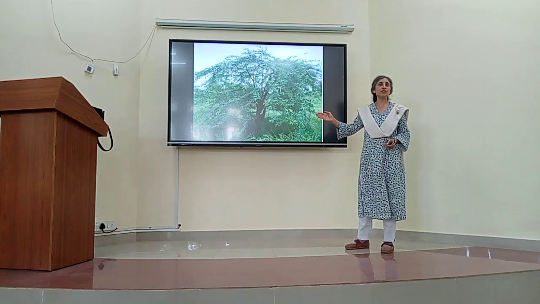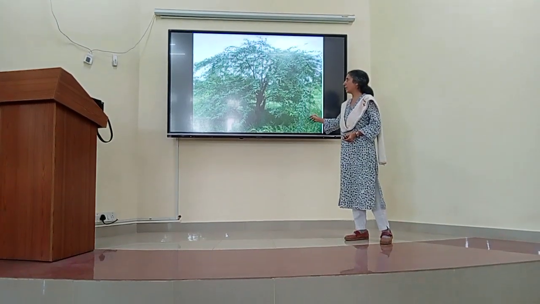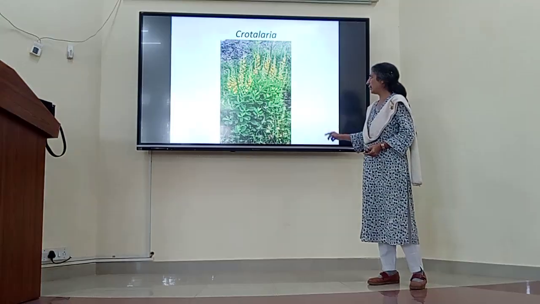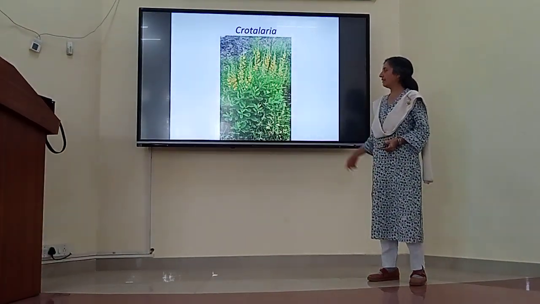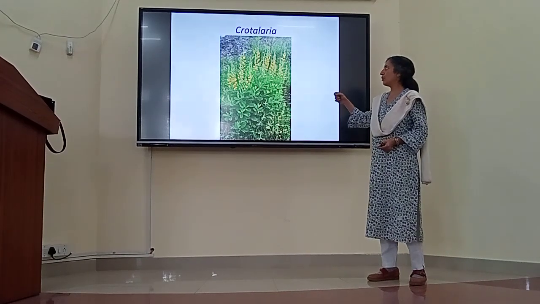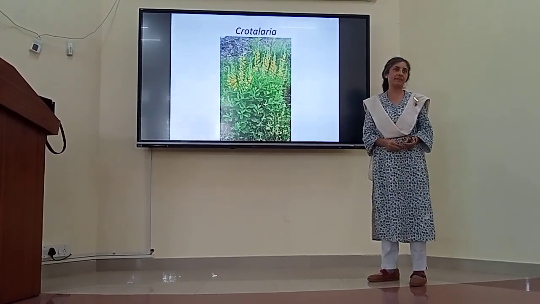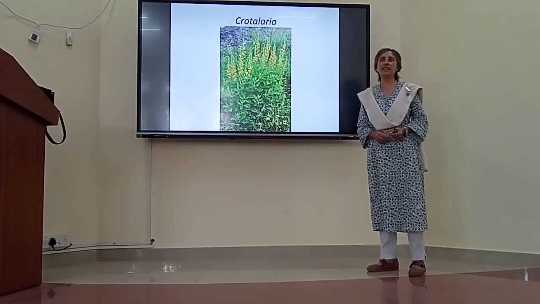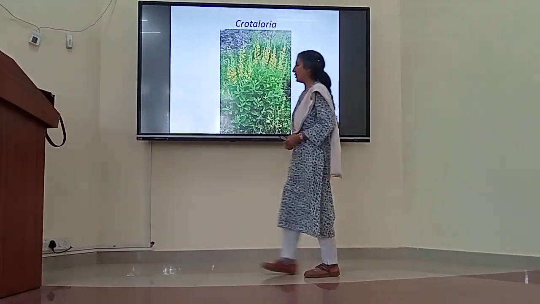This is how Prosopis juliflora looks like. Jalimara we call it in Kannada. Bellari Jali we call it. Then Crotalaria. Again, I put some plants also in between because they are also good water indicators. We have water indicator trees and we have water indicator plants as well.